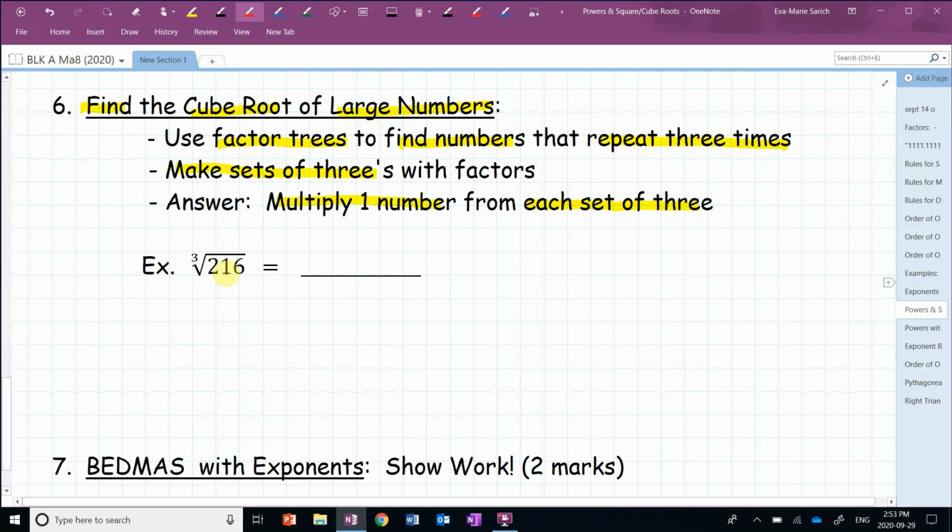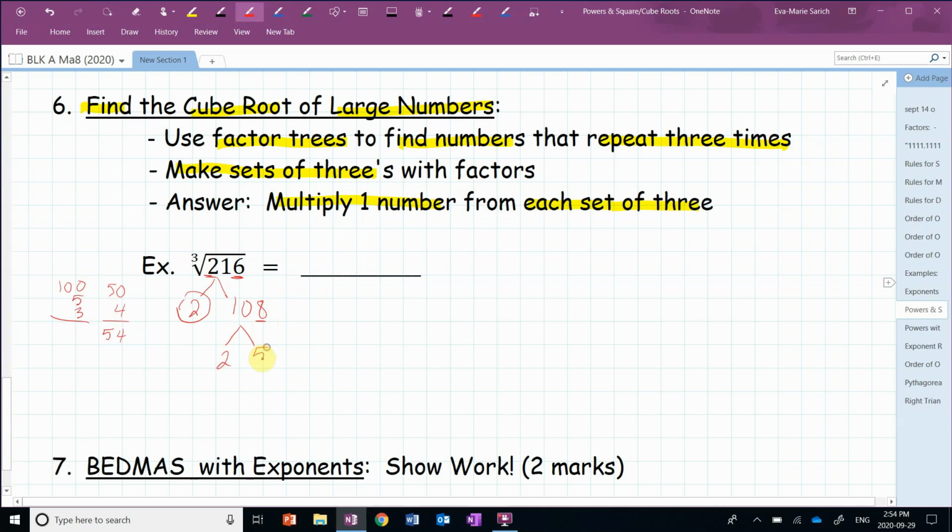So we're looking for things that repeat 3 times. We're still going to use a factor tree. Again, this is still an even number, so we know it's going to be 2 times something. Well, take half of 200, that's 100. Take half of 10, that's 5. Take half of 6, that's 3. And that gives us 108. Again, 108 is even, so we can take half of that, and half of 100 is 50. Half of 8 is 4, and that gives us 54.